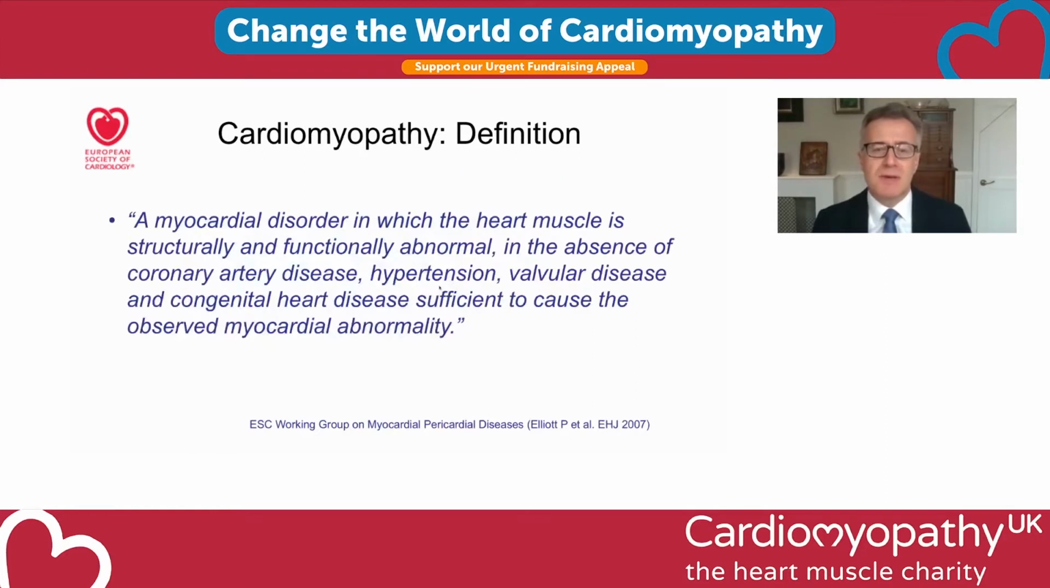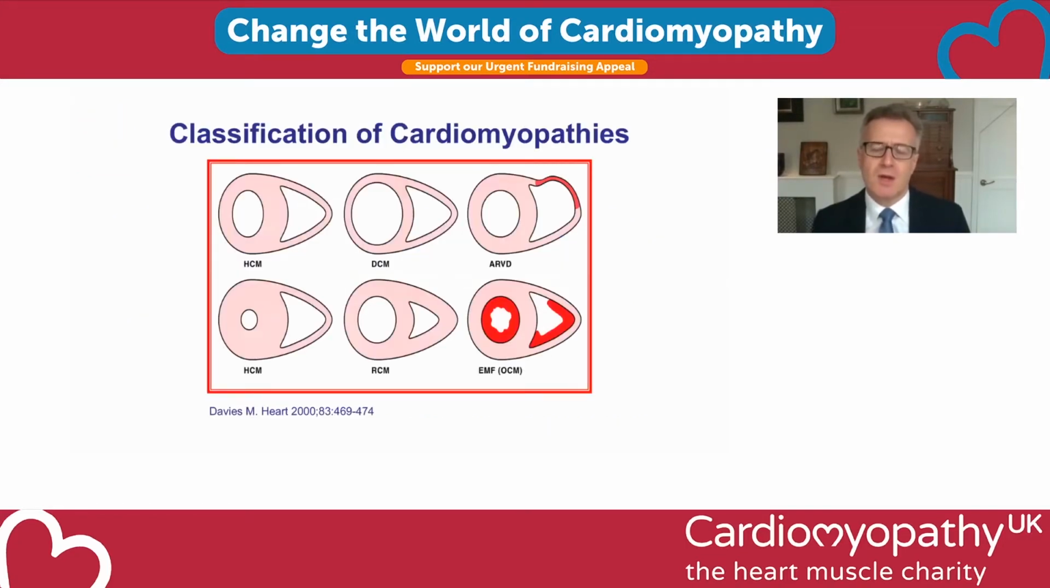So if we begin with maybe a scene setting, cardiomyopathy, really difficult word, isn't it? But all it means is that you have a bad heart muscle. And that bad heart muscle is not explained by other common conditions such as coronary artery disease, high blood pressure, or valve disease. When we talk about different types of cardiomyopathy, whether it be hypertrophic or dilated or restrictive, really all we're doing is describing what we see when we take a picture of the heart using an echocardiogram or MRI scan.